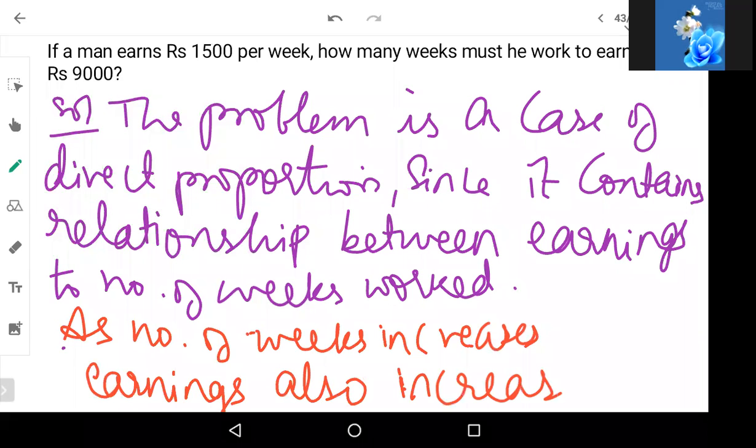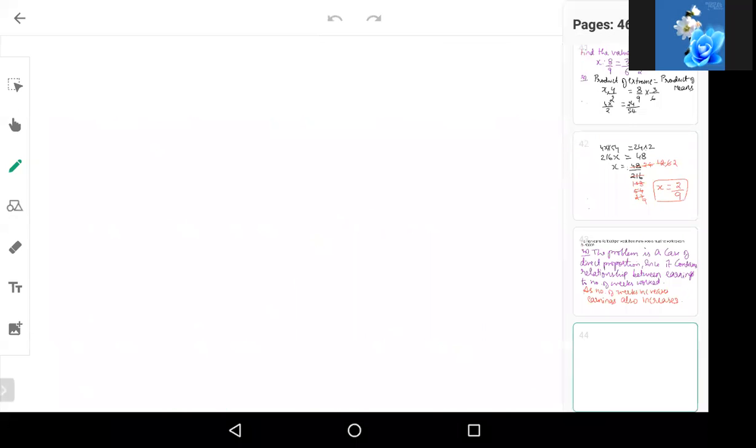Now, why are we giving this explanation? So that the examiner understands that you have learned proportion and you are able to differentiate between the types of proportion. It's good if you give the explanation like this and solve it. As the number of weeks increases, the earnings will also increase.